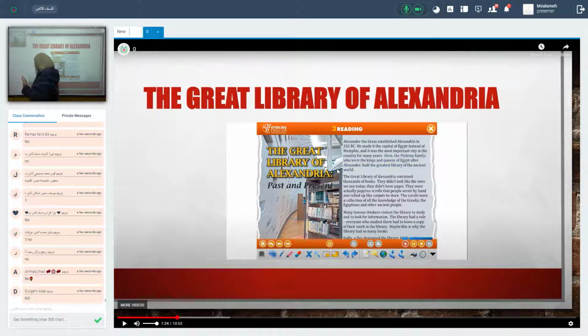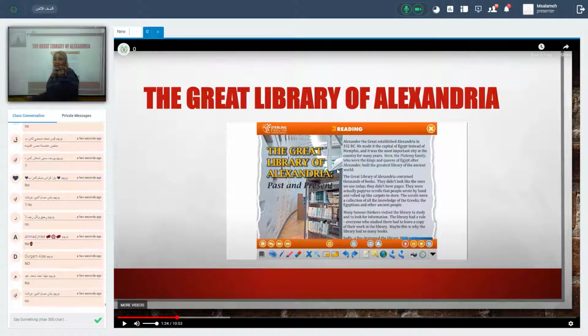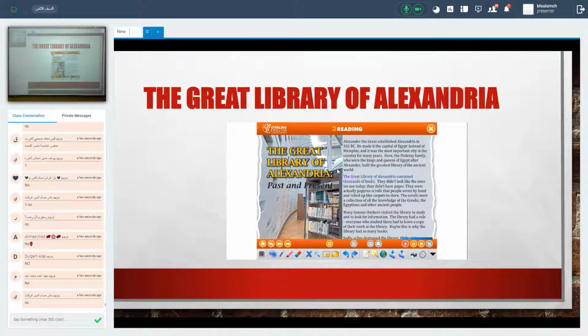Let's go to second paragraph. The great library of Alexandria contained thousands of books. They didn't look like the ones we use today. They didn't have pages. They were actually papyrus scrolls that people wrote by hand and rolled up like carpets to store. The scrolls were a collection of all the knowledge of the Greeks, the Egyptians, and other ancient people.